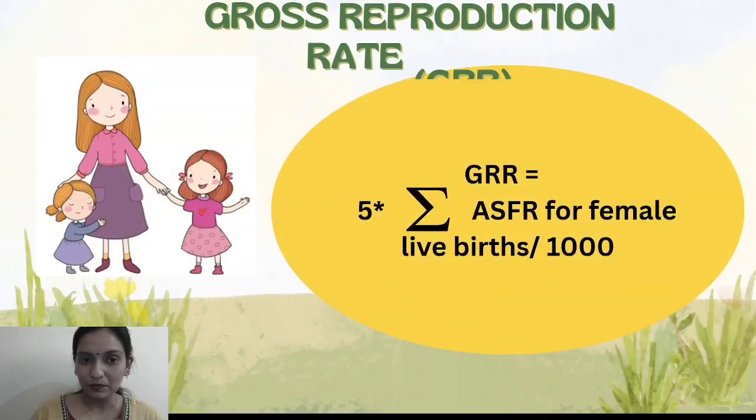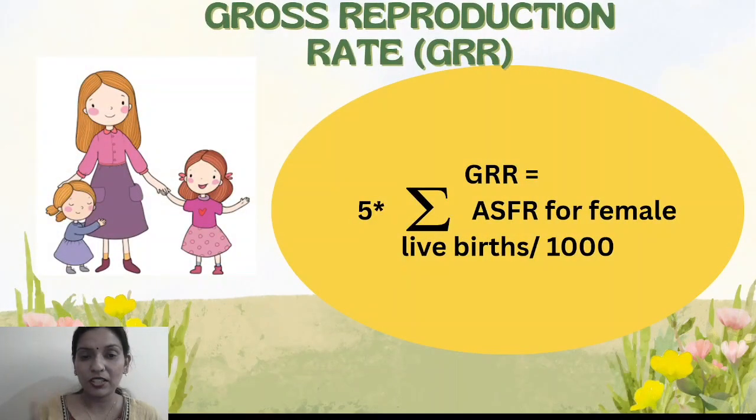Okay, next one is the gross reproduction rate or GRR. Till now all the indicators I told had total live births in the numerator. Here we are going to have only the total number of female live births in the numerator. GRR or gross reproduction rate is the total number of girl children a woman would produce in her lifetime, and here we are not considering mortality.